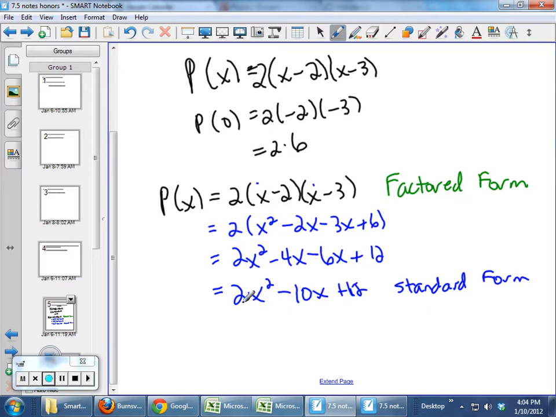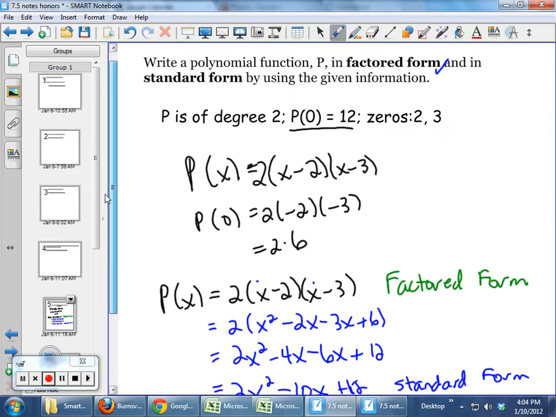Okay, so we get 2x squared minus 10x plus 12. So we found an equation that satisfied all of these conditions. It's degree 2, because it's x squared. P of 0 is 12, and the zeros are 2 and 3. Wonderful. Alright, let's do another one.